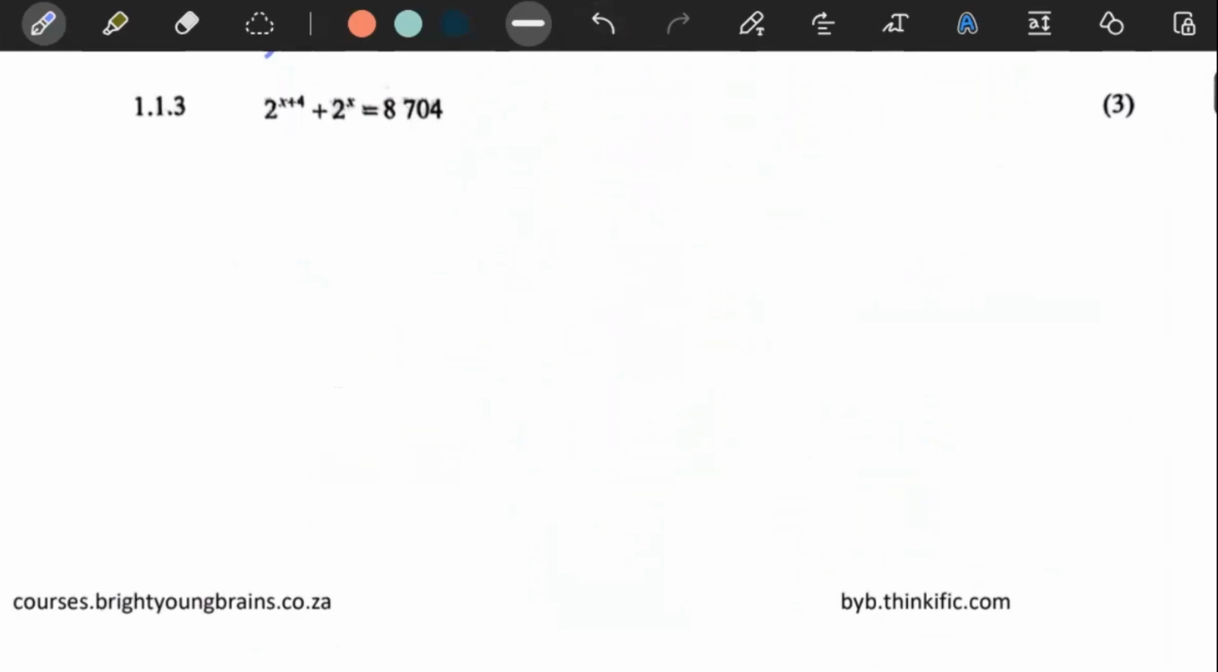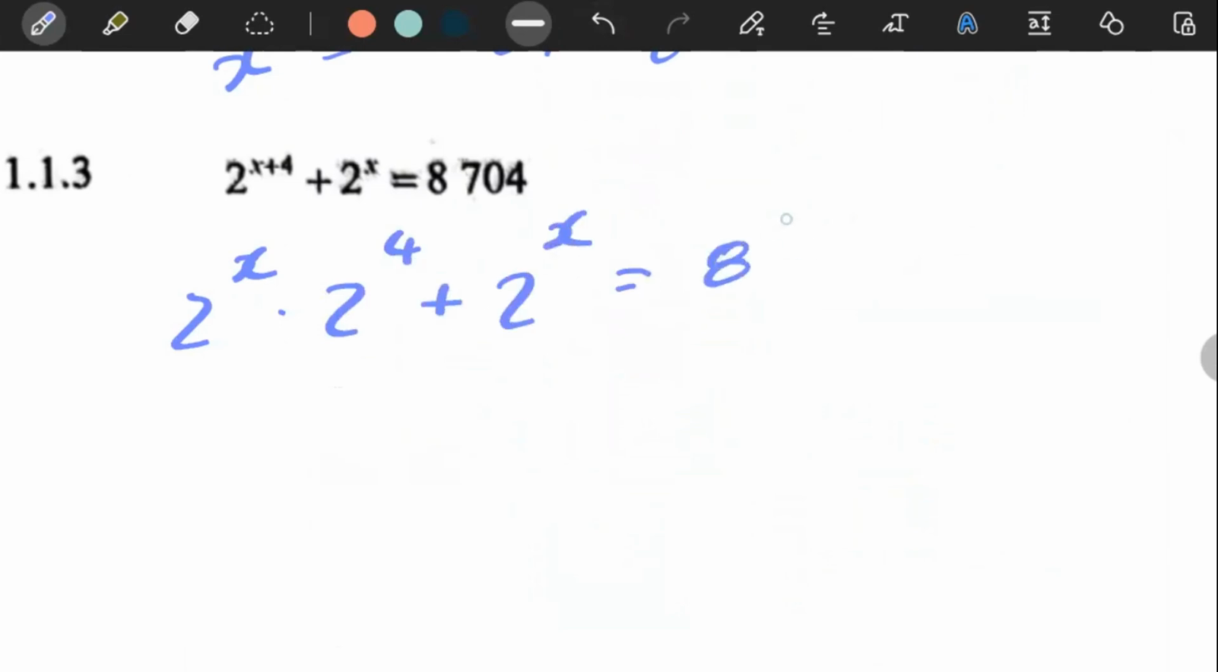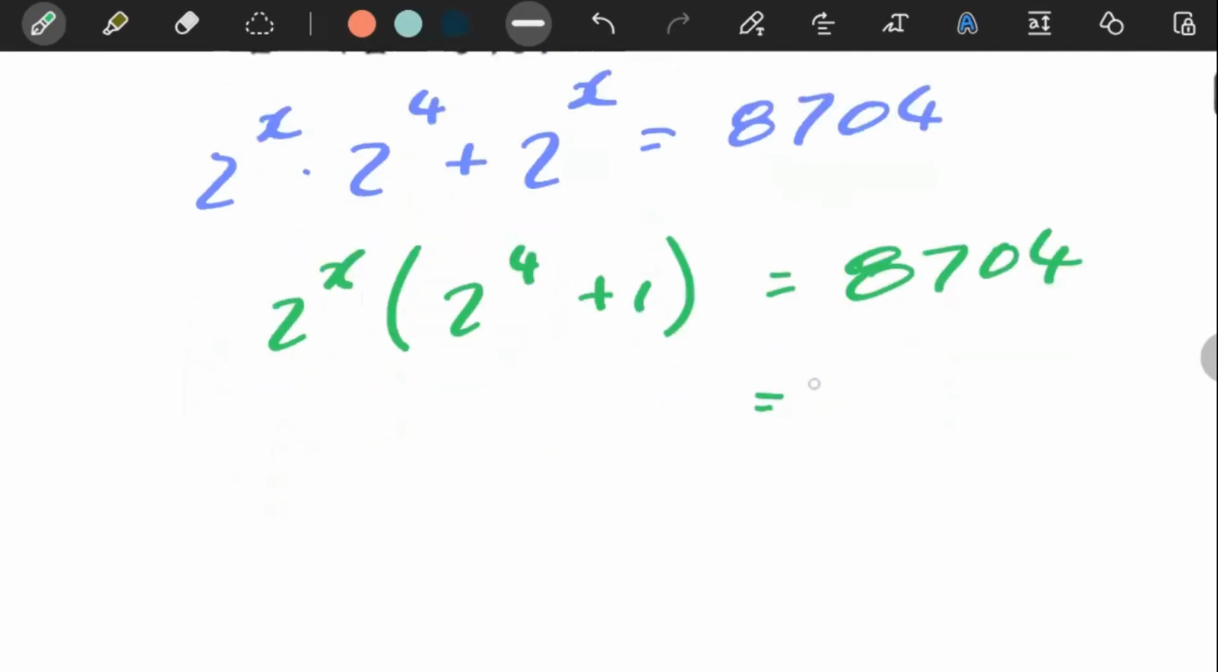Awkward. 3 marks, it says. Solve for X. This is too straightforward because you can see that the base of 2 there is the one thing that stands out. This 8,704, maybe it will have a base of 2. Who knows? Doesn't matter. So from here, you can take out 2 to the power of x as a common factor. You're going to have 2 to the power 4 here plus 1. And then you can just divide that on both sides.